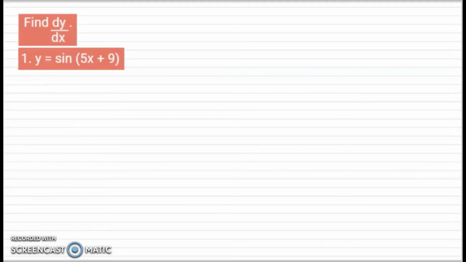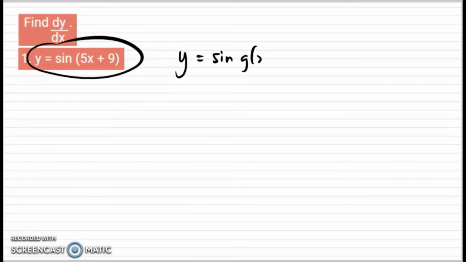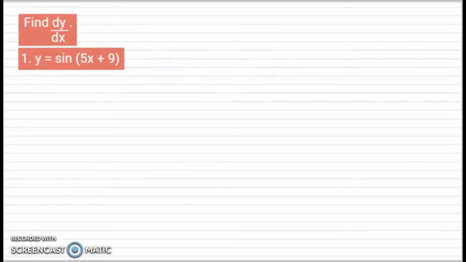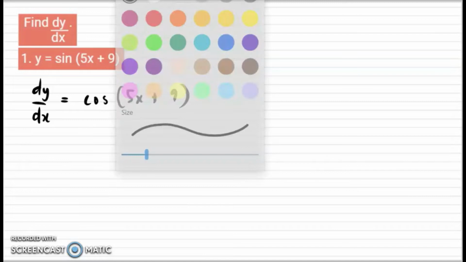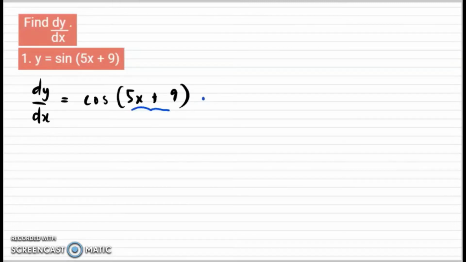In this first example, we can think of this as y is equal to sine g of x, where our g of x is that 5x plus 9. So applying the rule for the derivative of the sine function, we have the derivative of y with respect to x is equal to cosine 5x plus 9 multiplied by the derivative of this inside function 5x plus 9. So we put a prime there, meaning we will get the derivative of that.